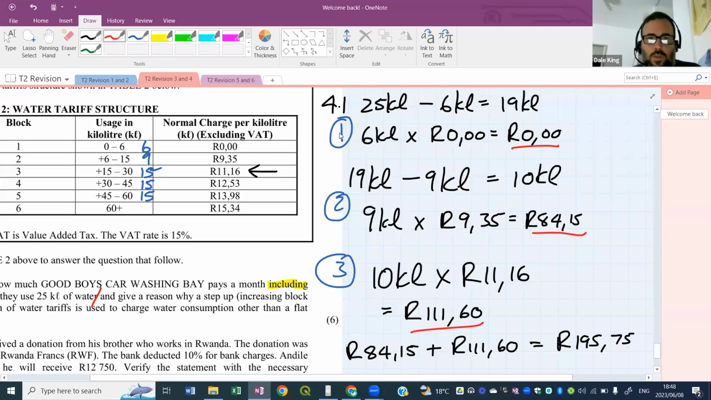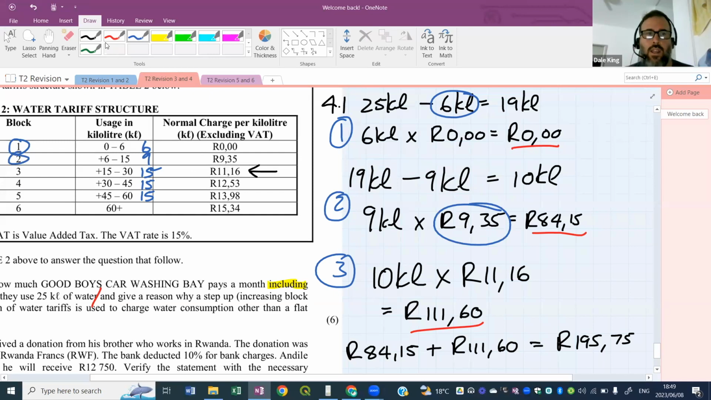So you can see these blue numbers here in our calculation. The 1 stands for block 1. There were 6 kiloliters in block 1. So I took 6 kiloliters from my 25 and I charged it at the block 1 rate. I had 19 kiloliters left. Now we're going to block 2. I've got more than enough to go all the way through block 2. So I took 9 from block 2 and I charged at the block 2 rate, which is 9.35 Rand.